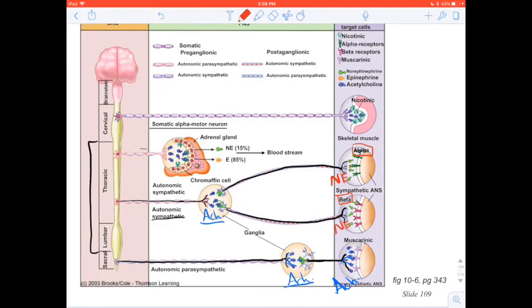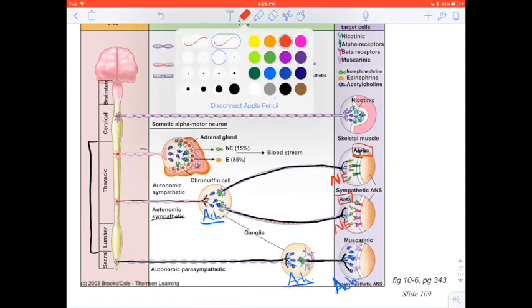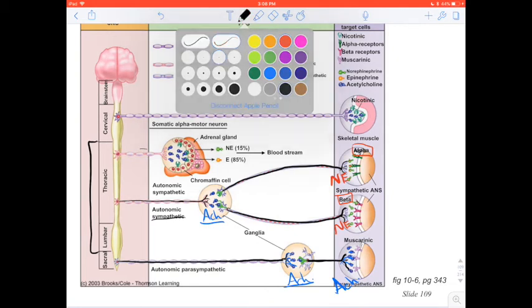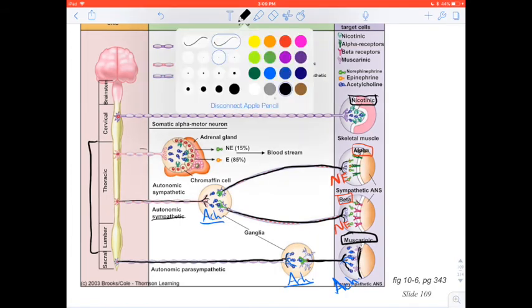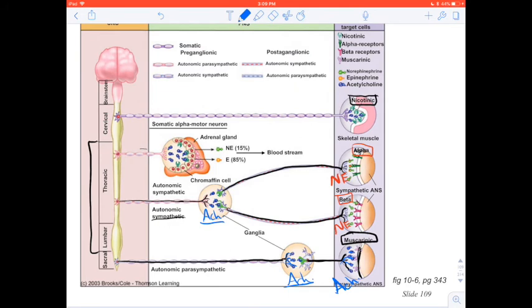Right? And then the receptor on our effector organ from the parasympathetic system is going to be a muscarinic cholinergic receptor, right? A muscarinic cholinergic receptor. So, something to note here on muscle cells, again, at our neuromuscular junction, so somatic cells, just to make a note here, will also release acetylcholine.